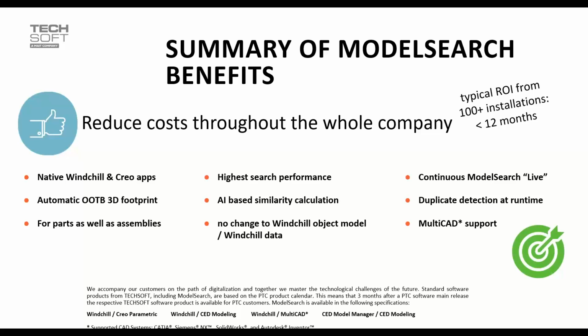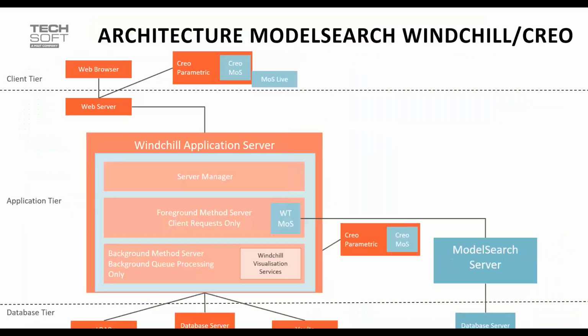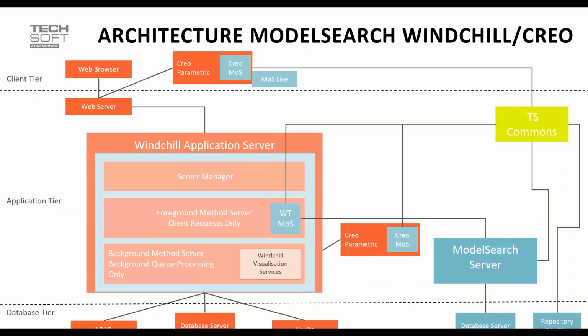Just as compact information: ModelSearch with all the components you need to run it as a standard application, with the ModelSearch server and the integration to Creo Parametric and Windchill, comes in total with roughly 10 to 12,000 euro or US dollars subscription per year, and that already includes 10 floating licenses.